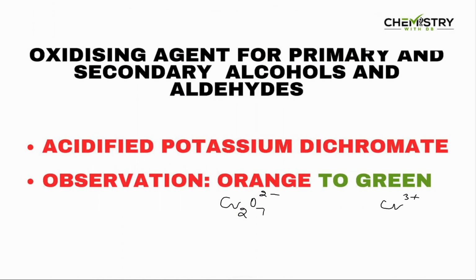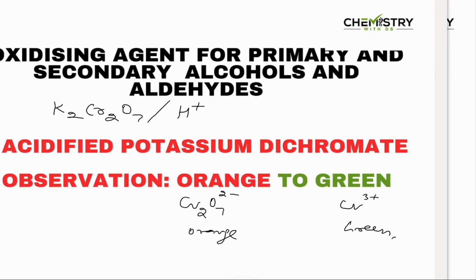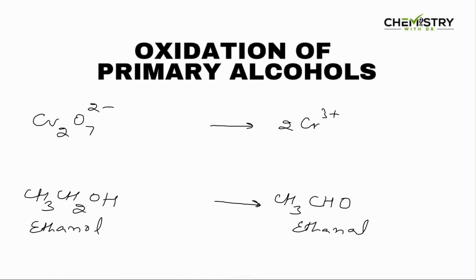Now you know that the oxidizing agent that we are using is potassium dichromate in the presence of H+ ions which come from dilute sulfuric acid. Dichromate ions are orange in color, and when oxidation takes place they turn to green Cr3+ ions. Now let's see what exactly happens in terms of half equations for primary alcohol oxidation.